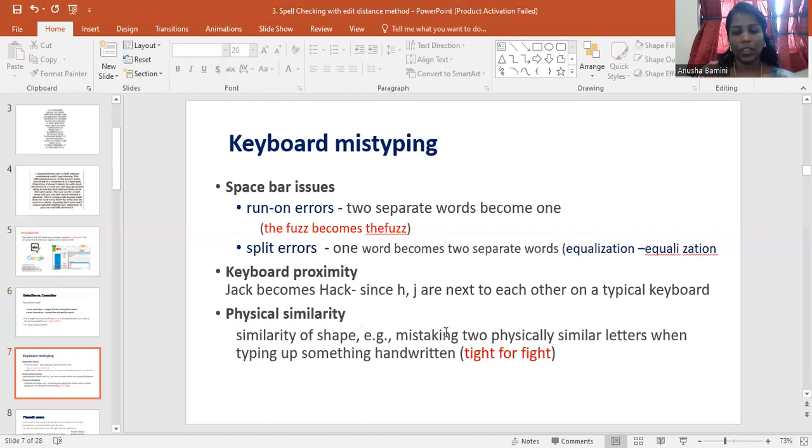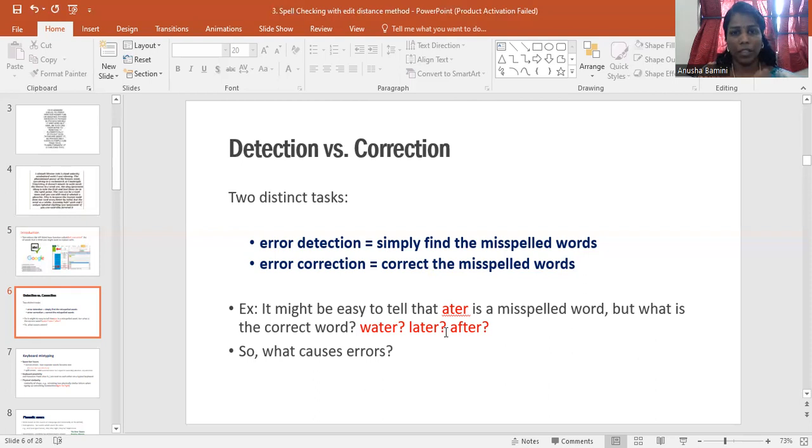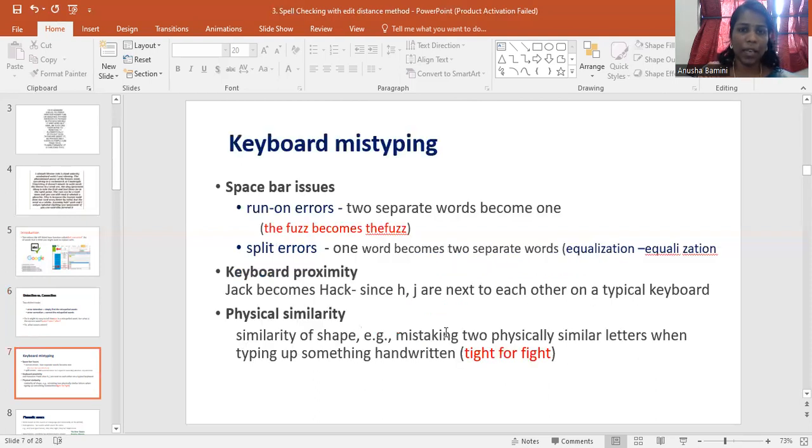Errors can vary in different types. I'm just explaining the types of error here. The first one is keyboard mistyping. When you are typing very fast, a mistake may happen. In keyboard mistyping, three types of errors are there: spacebar error, keyboard proximity, and physical similarity.